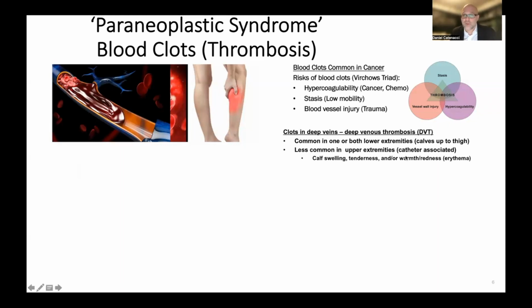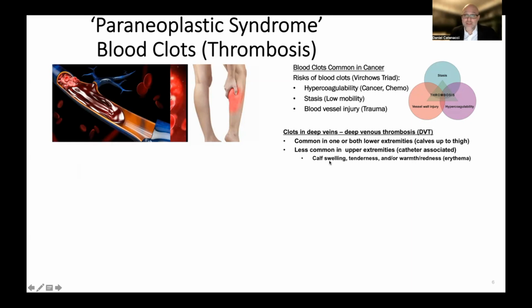So this can be related to the stasis of the blood, because the flow is compromised, because there's an indwelling catheter in that side of where the clot would occur. Catheters can also have clotting happen right on the catheter. But the symptoms, again, of the lower extremities, which is the most common, would be calf swelling, tenderness of the calf, and or warmth and redness, which we call erythema, on that area.